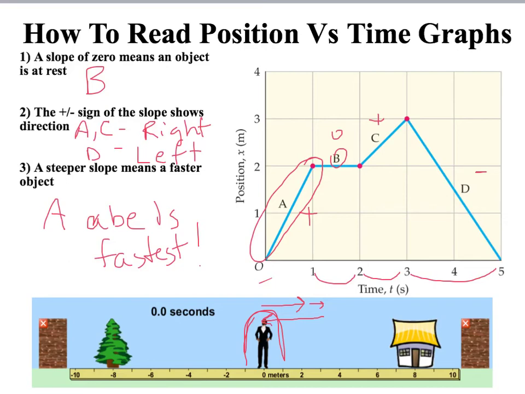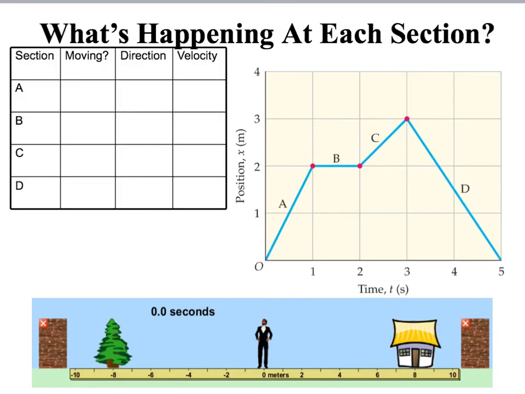Let's do some other calculations with this. So just by looking at this graph, we can figure out a lot of stuff. We can figure out when Abe is moving. Is he moving during section A? Yes. Is he moving during section B? Well, since the slope is 0, since the line is flat, he's not moving. And since there is a slope during section C and D, he's moving for both of those.